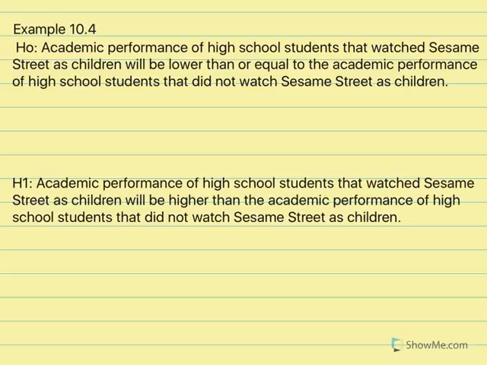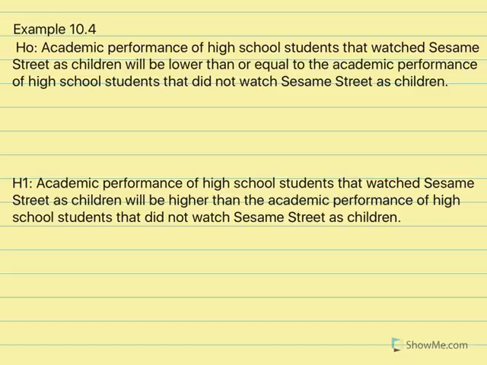So the null hypothesis stated here indicates academic performance of high school students that watch Sesame Street as children will be lower than or equal to the academic performance of high school students that did not watch Sesame Street as children. Again, the null says nothing is happening, no difference, no change. But when it's one-tailed, it also includes this direction. So equal to means no change.